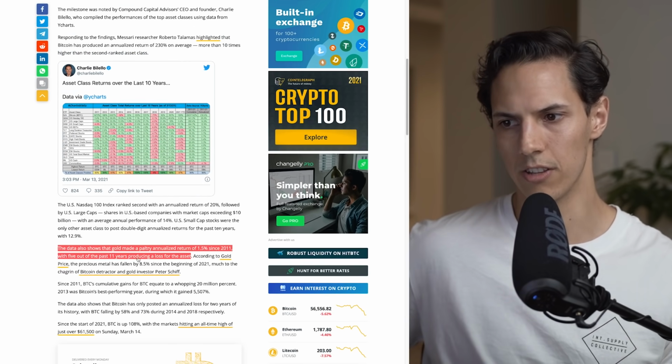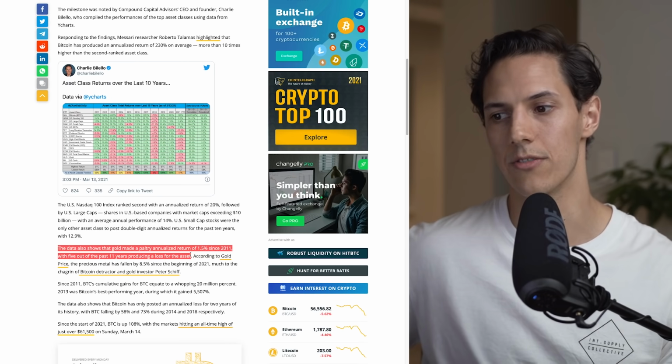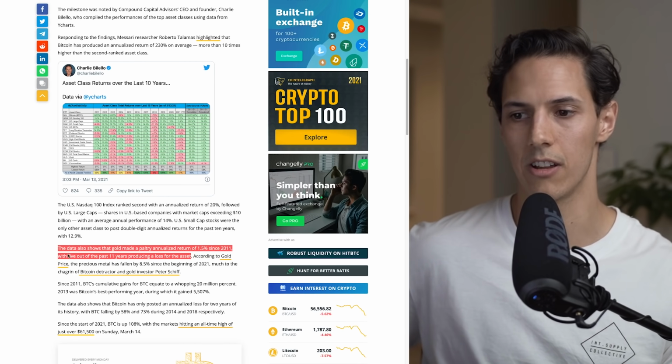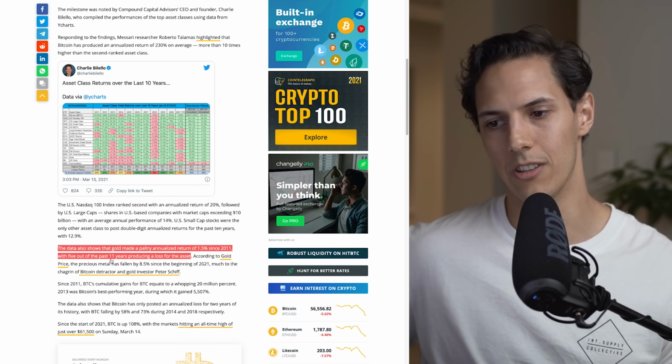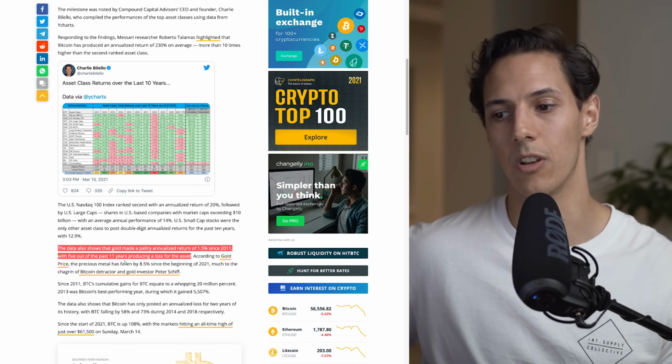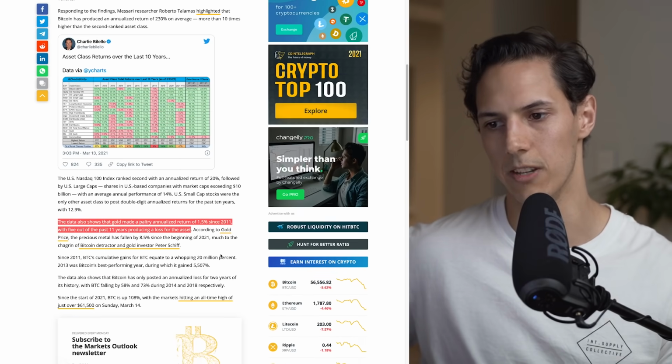So the data shows that gold made a paltry annualized return of 1.5% in 2011, with 5 out of the past 11 years producing a loss for the asset. According to the data, the precious metal has fallen by 8.5% since the beginning of 2021.